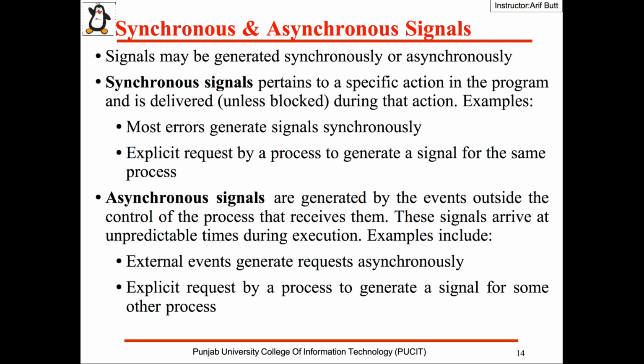The other category is asynchronous signals, which are generated by events outside the control of the process that receives them. These signals arrive at unpredictable times during execution. The examples can be some external event generated asynchronously, and maybe on the explicit request by some other process to generate a signal for some related process.